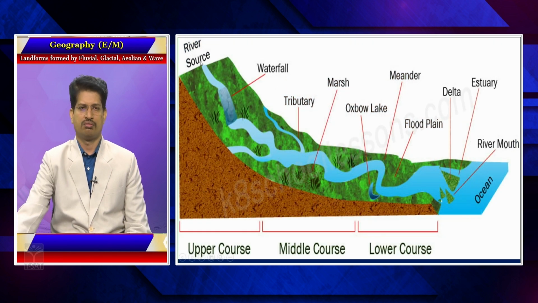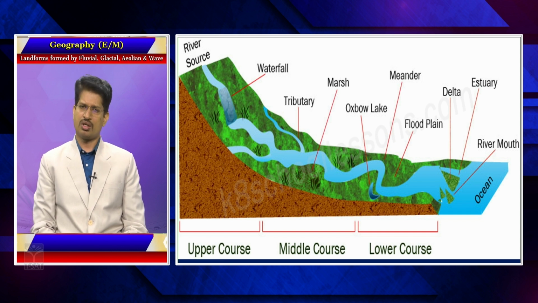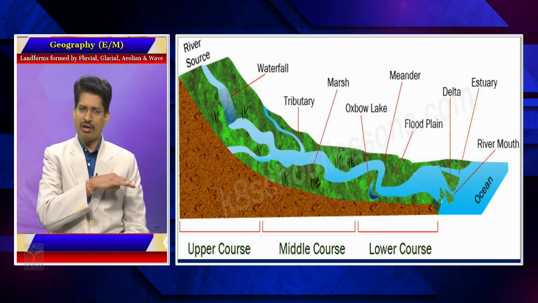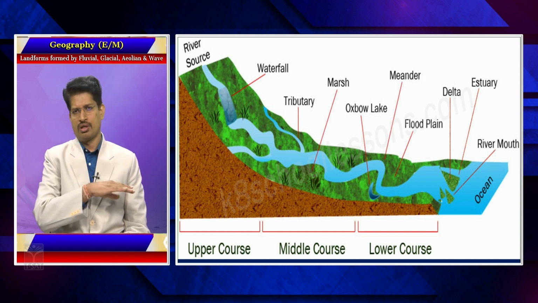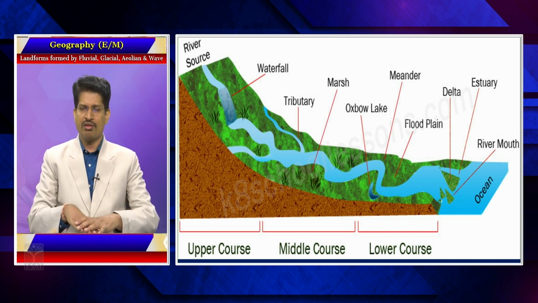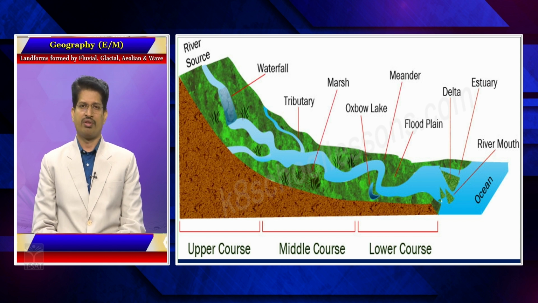So, here the river is flowing from a higher elevated region until it finally reaches an ocean. The main aim of these agents of erosion, whether it is water, ice or wind, is to make a peneplain, that is, a graded plane. They want to make the surface of the earth flat without any differences. That is the main aim of these agents of weathering and erosion.